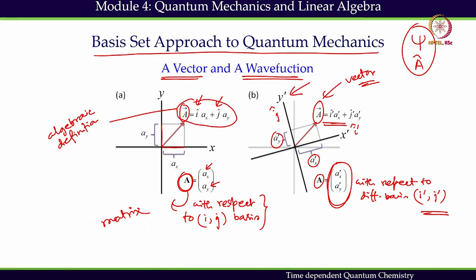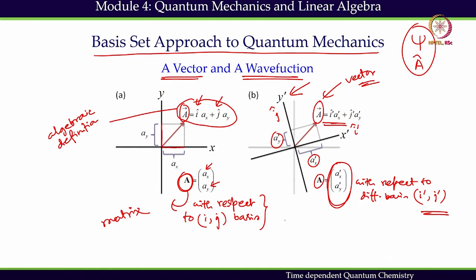Therefore, one can represent the same vector using different bases as long as the bases and corresponding components are known. As a physical state in quantum mechanics is represented by a wave function which can be expanded with respect to certain orthonormal bases, the above vectorial argument, the argument which we have given here, applies to the quantum mechanical state of a system, and this is called basis set expansion of the wave function.